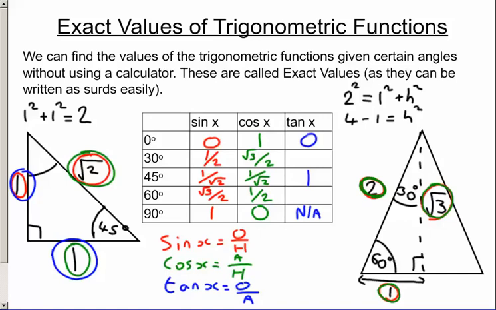Finally, for tan, when it's 30, the opposite is 1, and the adjacent is root 3. So it's 1 over root 3. And when it's 60, it's the other way around. The opposite is root 3, and the adjacent is 1. So it's root 3 over 1, which is just root 3. So that's how we can use two special triangles to find these exact values.